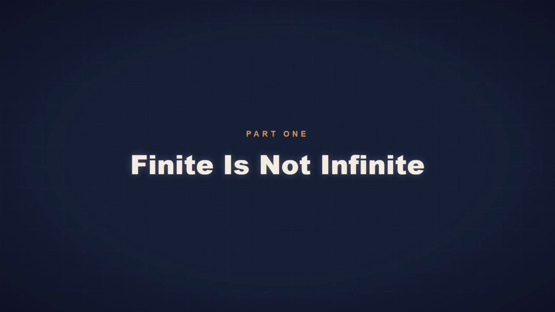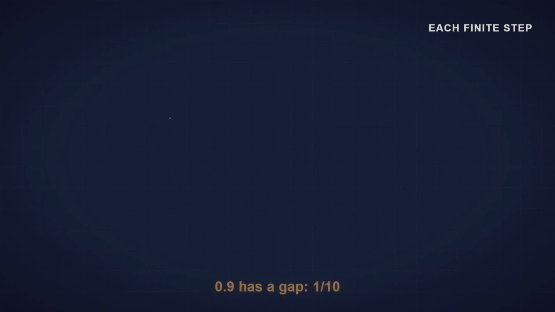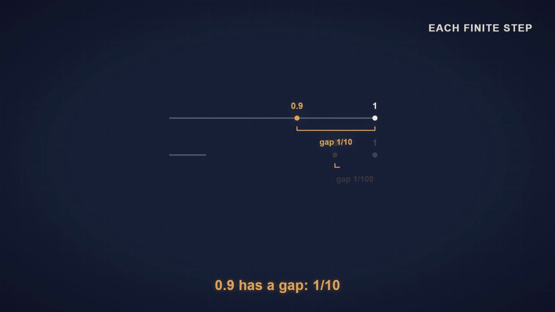First, we need to separate a very long decimal from an infinite one. Start with 0.9. The distance from 0.9 to 1 is 1/10. Add another 9 and get 0.99. The distance is now 1/100th. Add a third 9 and the distance becomes 1/1,000th. Every extra 9 divides the remaining gap by 10. After 10 nines, there is still a gap, 1/10,000,000,000th wide. After a million nines, there is still a gap, absurdly small but positive.